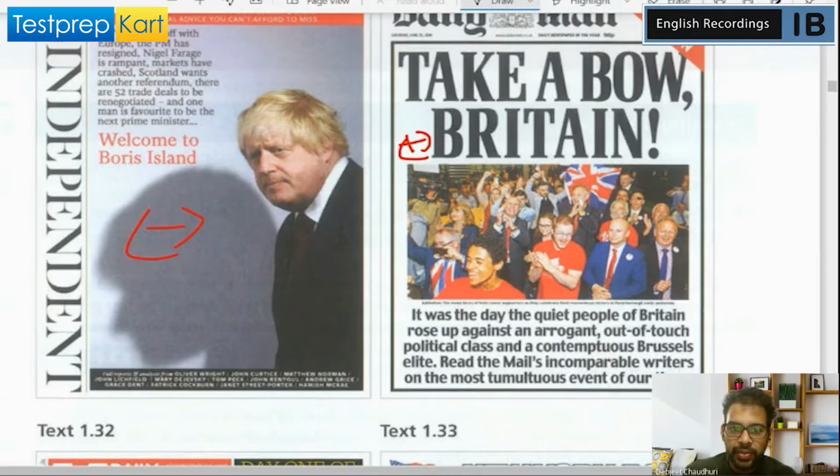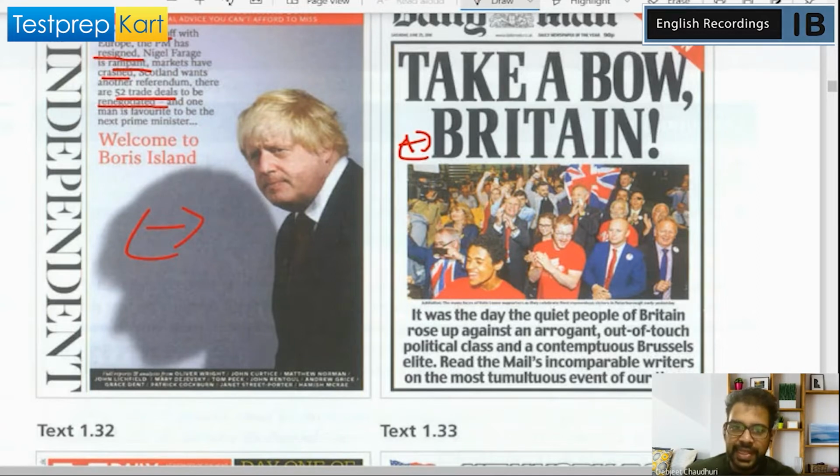Okay, and always point out words. Broken off is a negative word. Resigned is a negative word. Rampant is a negative word. Crashed is a negative word. Renegotiate 52 deals is something negative. It'll take time. So all these indicate a negative bias towards the issue.